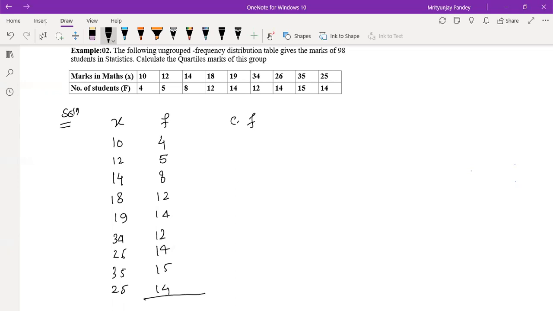Now find the summation F. Yes, tell me the value of summation F. Then you have to find the cumulative frequency. So how to find cumulative frequency? 4 as it is. Addition of 4 plus 5, that is 9. Is it clear? Yes sir. Next answer is what? 9 plus 8, 17. 17 plus 12, 29. 29 plus 14, 43. 43 plus 12, 55.